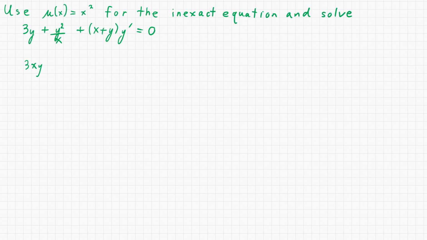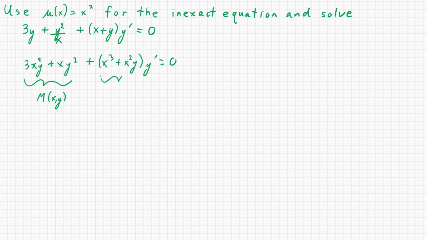So we get 3x squared y plus xy squared plus x cubed plus x squared y prime equals 0. And then, right, we have M of x comma y and N of x comma y.